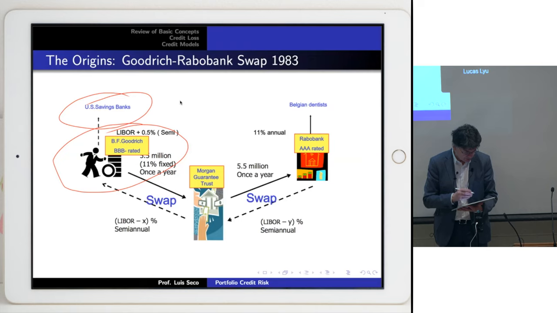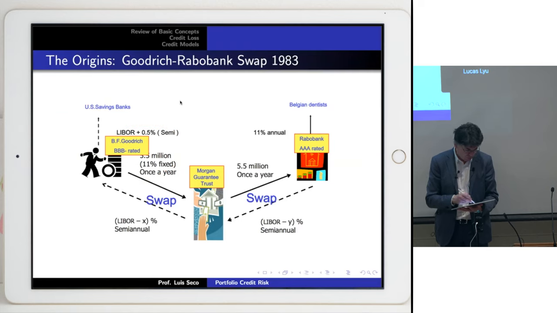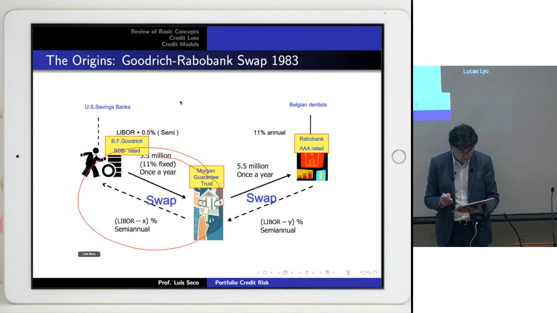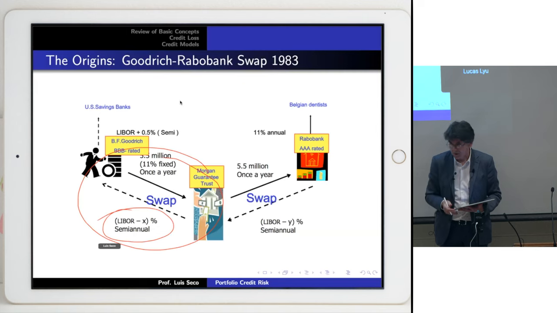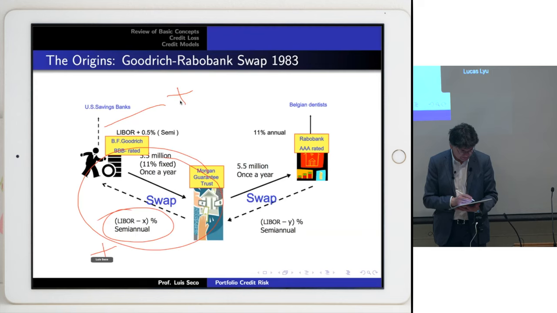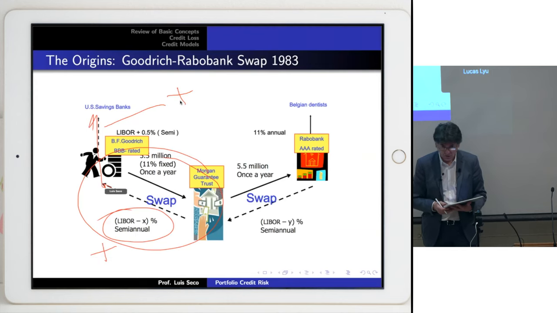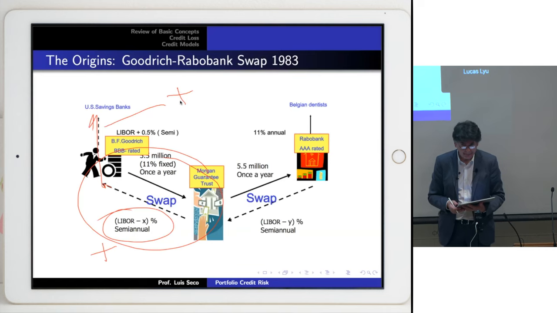It's not what you want, but don't worry, because what I'm going to do is add a swap to your loan. A swap, which is you give me a payment which is fixed, 11%, 5.5 million, and I give you LIBOR times 50 million. This gives Goodrich a hedge against what they didn't want. If interest rates go up, they'll have to pay more here, but they also get more from here. So this leg of the swap compensates their payments to their lenders. You see that?